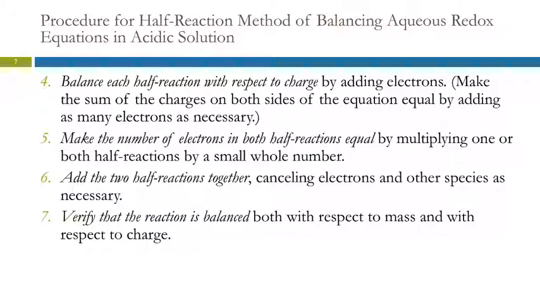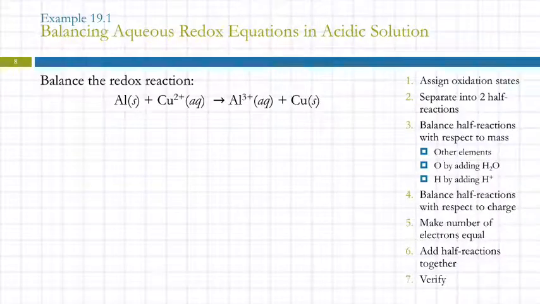Electrons are being transferred. So after we get that all balanced, then we look at our two half reactions, and we need to make the number of electrons that are shown in those half reactions the same number. And so we may need to multiply one or both of the half reactions to get them into the same number. And that'll hopefully become more clear when we do some examples. Then we add the half reactions together. We cancel out the electrons and any other species that end up being the same on both sides, and then we double check, verify. So let's do some examples.